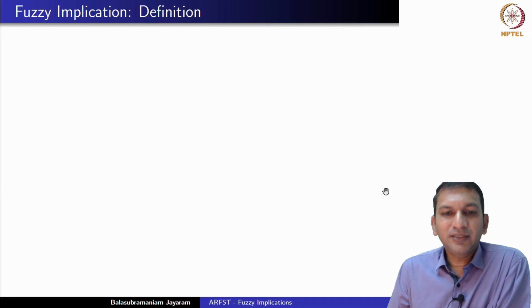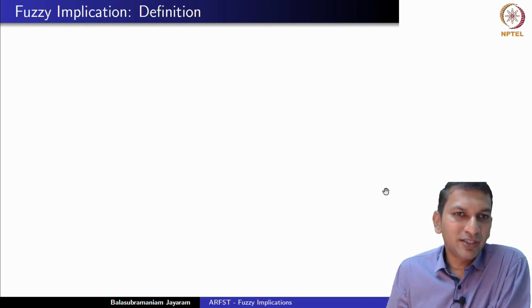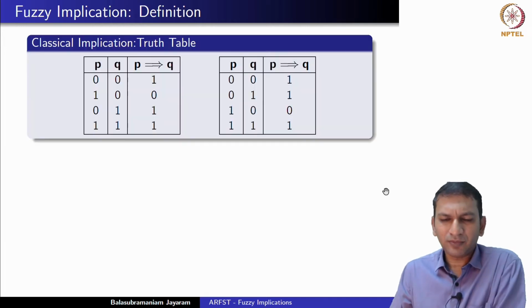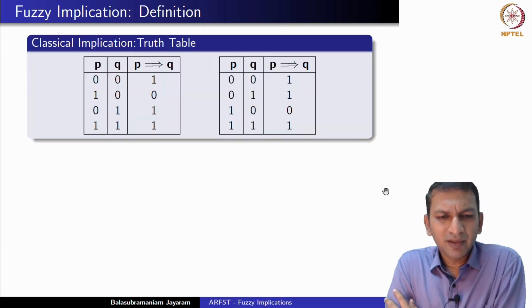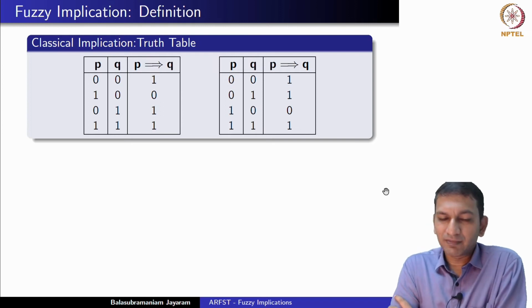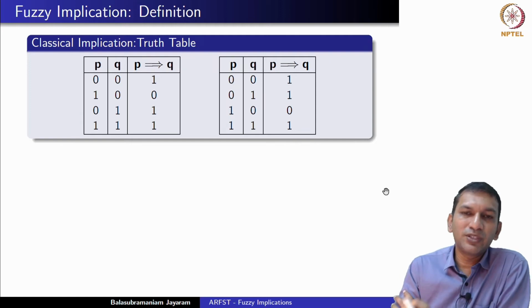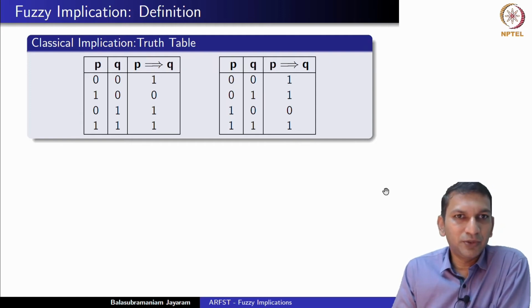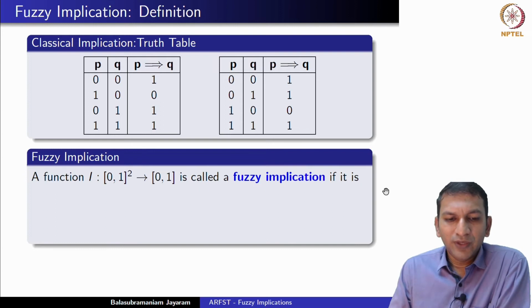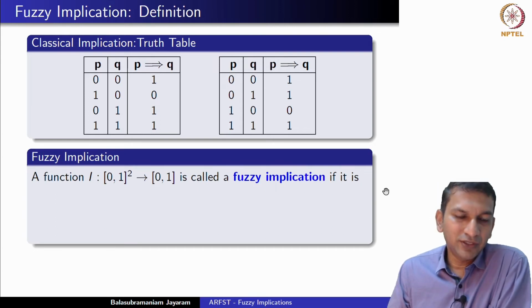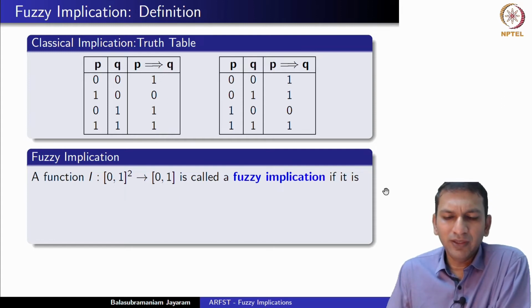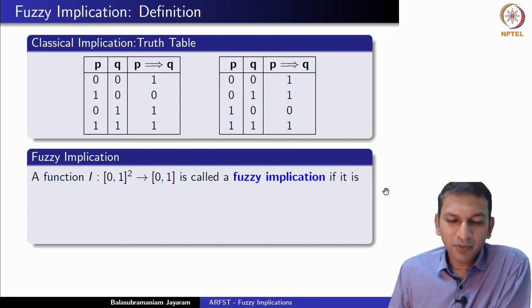Well, let's try to come up with a generalization from the classical implication to the fuzzy implication. It's the same classical implication truth table, but only slightly rearranged so that we would see how the definition has come into existence. So we say a function I, a binary operation on the unit interval, [0,1] squared to [0,1], we call it a fuzzy implication if it satisfies these three properties.